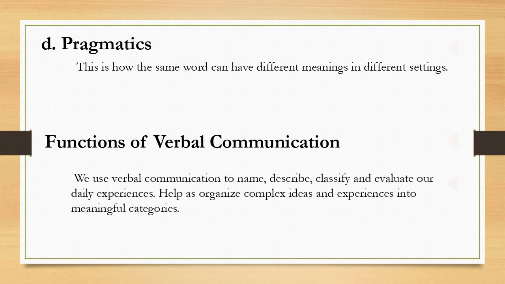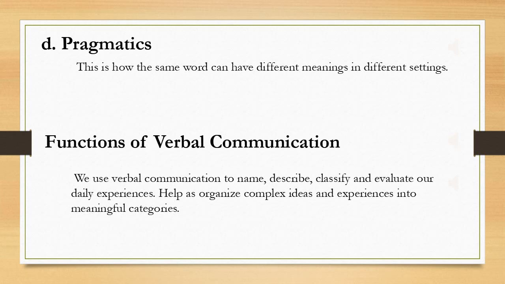Pragmatics. This is how the same word can have different meanings in different settings. When we talk about pragmatics, we consider register, social, and cultural backgrounds of the speaker and the receiver of the message. For example, we use different words to invite our friends and our parents to eat.